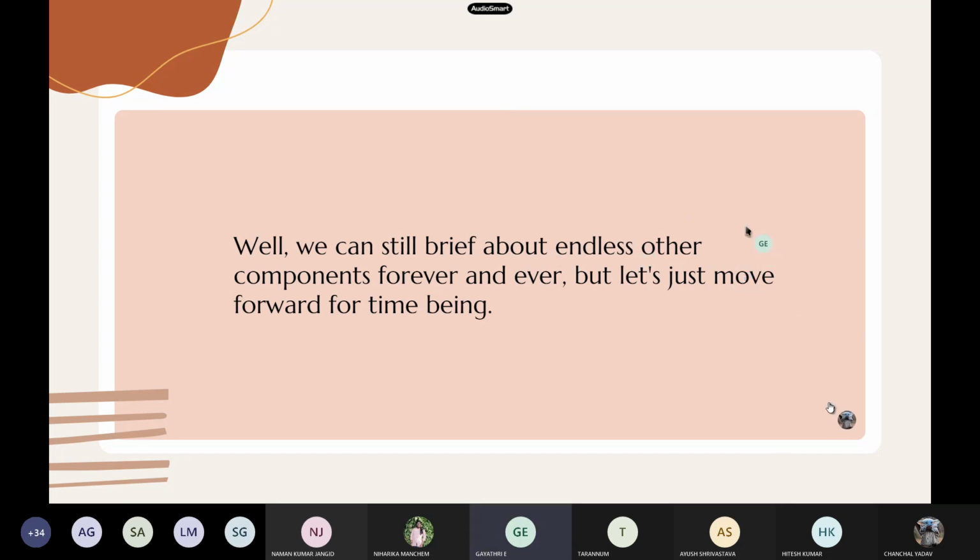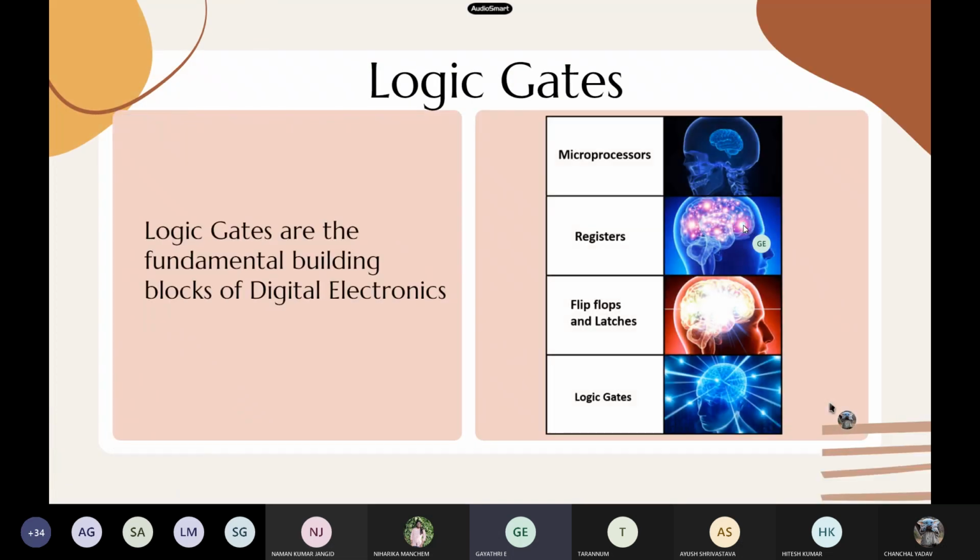Hey guys, this is Gayatri. We have all come across the word microprocessor quite a lot of times and could have wondered what all that hustling around it was about. But we can't just go straight at it without knowing the basics of what it's about, right? And that's where we come face to face with logic gates. These are the most fundamental part of digital electronics.